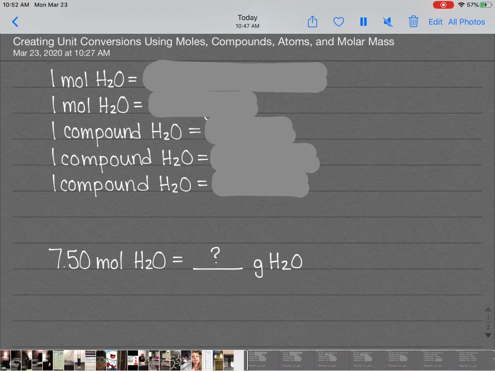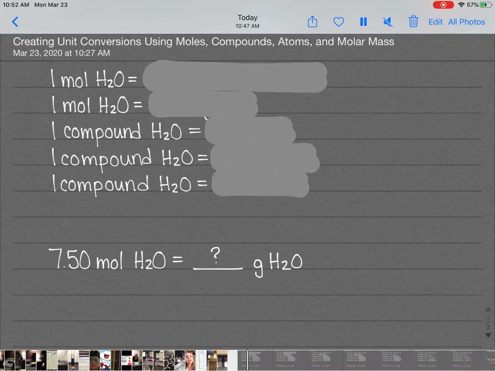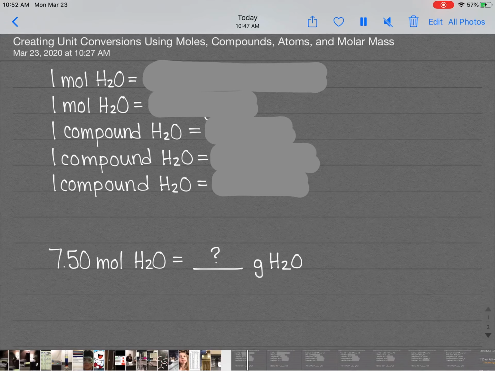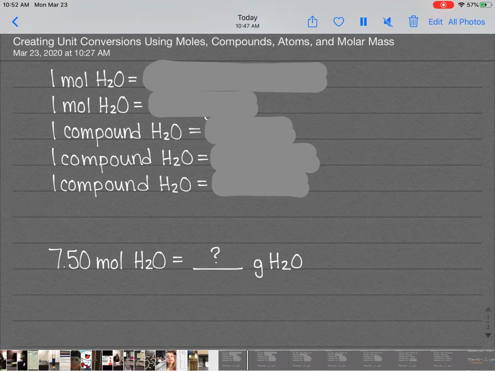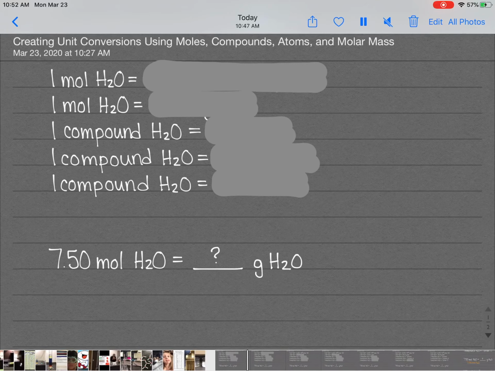The purpose of creating this is to show you that you can create your own unit conversions using moles, compounds, atoms, and molar mass. And a lot of times you just need to try to figure out what the problem is asking you for and what you have available. So what we're going to be looking at here in just a little bit is a video that just shows you some of those options.